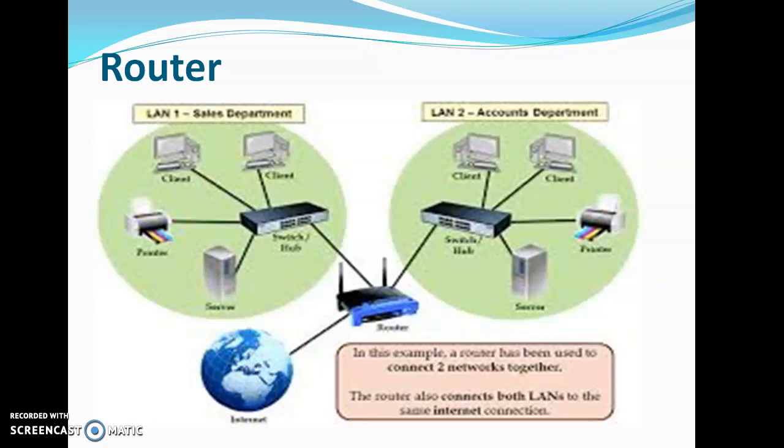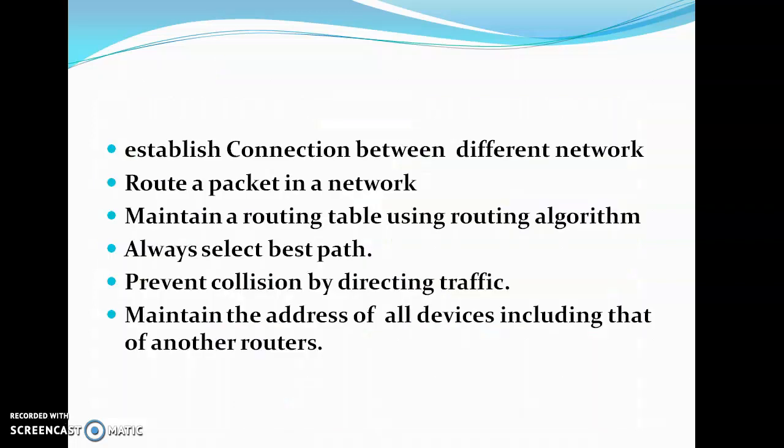We will look into all that later on. And so this is how your router works. It establishes a connection between all the different local area networks. It will be routing packets in a network. Your router will also maintain a table to differentiate all the devices, to know which devices are connected to it. And at the same time, it will always find out the best path.